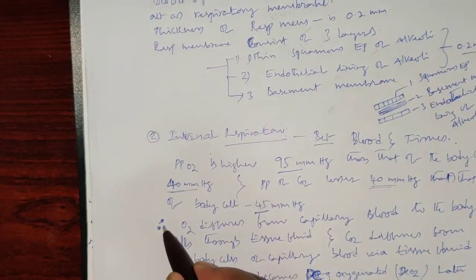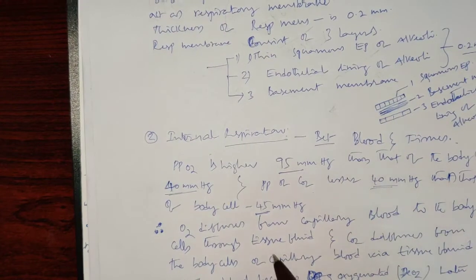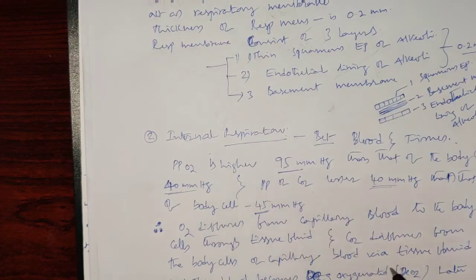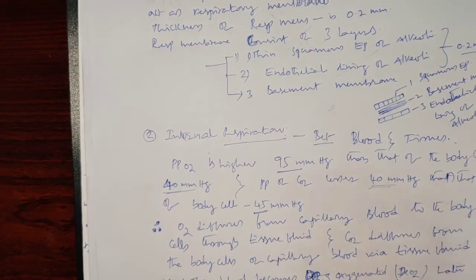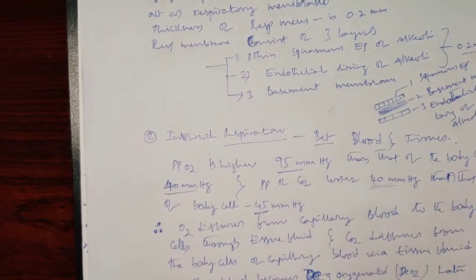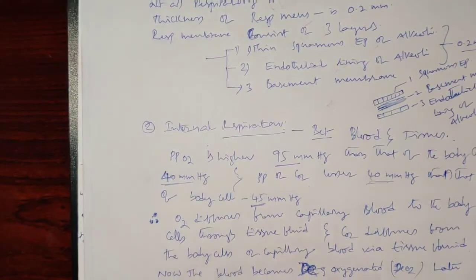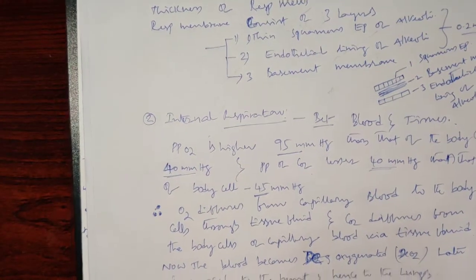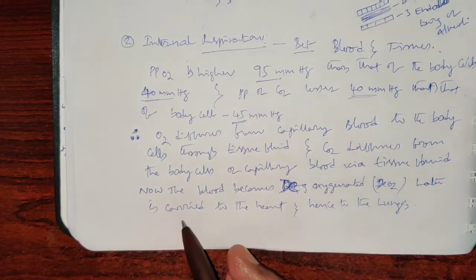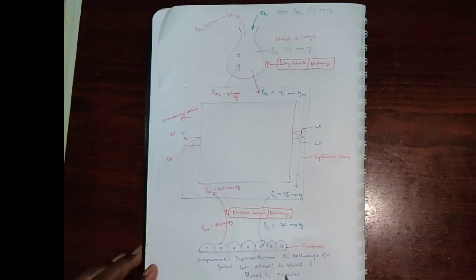Therefore, oxygen diffuses from capillary blood to the body cells through the tissue fluid, and carbon dioxide diffuses from the body cells to the capillary blood via tissue fluid. Now the blood becomes deoxygenated, which means impure. Later it is carried to the heart, and hence to the lungs.